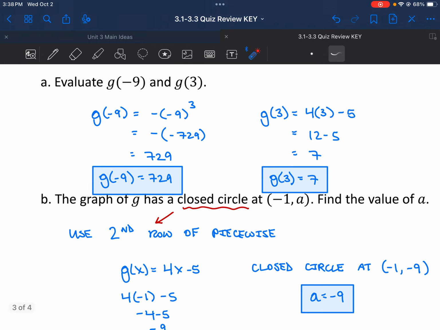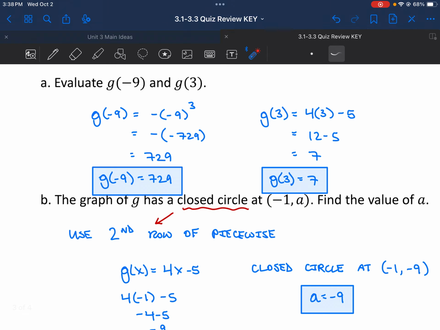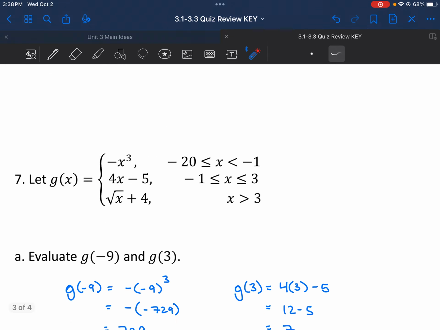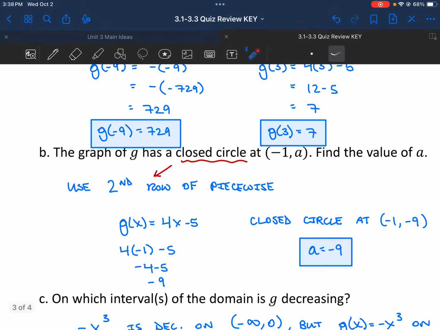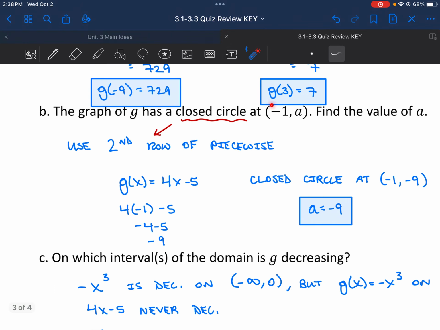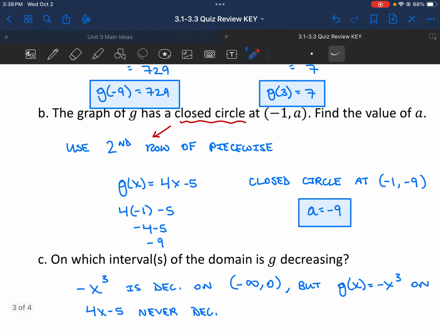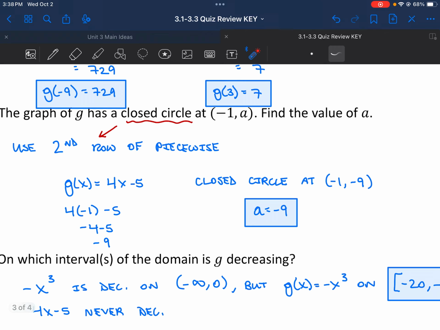So notice it specifically says the x value is negative 1, and we're looking for a closed circle. So I see two negative 1s for x values. Closed circle means I want the one that has the or equal to sign. So that means I'm using this interval, this equation. All right, so plug in negative 1, the x value, into that equation. I get negative 9. So I'm going to have a closed circle at the coordinate negative 1, negative 9. So a equals negative 9.